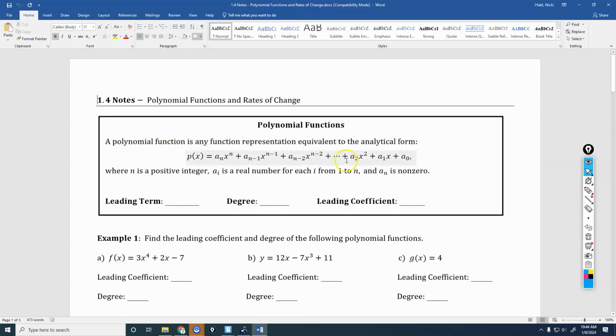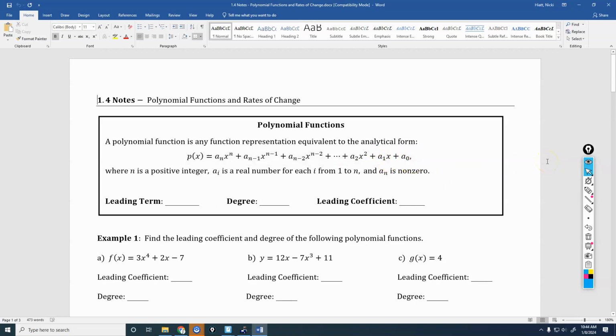Now what you might be saying, Miss Hyatt, I've never seen anything looking like this crazy stuff in the middle in my life. This looks ridiculous. It's good to learn how to read this notation right here, so I'm going to spend just a minute on it. We have P of x equals a sub n, x to the n power, plus a sub n minus 1, times x to the n minus 1 power, a sub n minus 2, x to the n minus 2 power, plus ... and so on, until we eventually get to a sub 1 times x plus a sub 0.